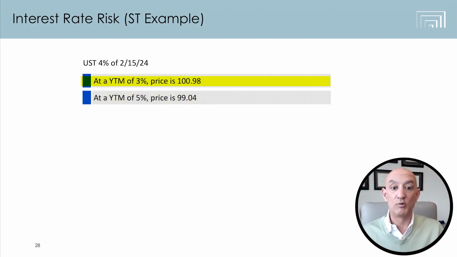Now, the other side of the coin is, what if rates go down from 4% to 3%? Now, you're not going to let go of your bond at 100 cents on the dollar when prevailing rates have gone to 3%.